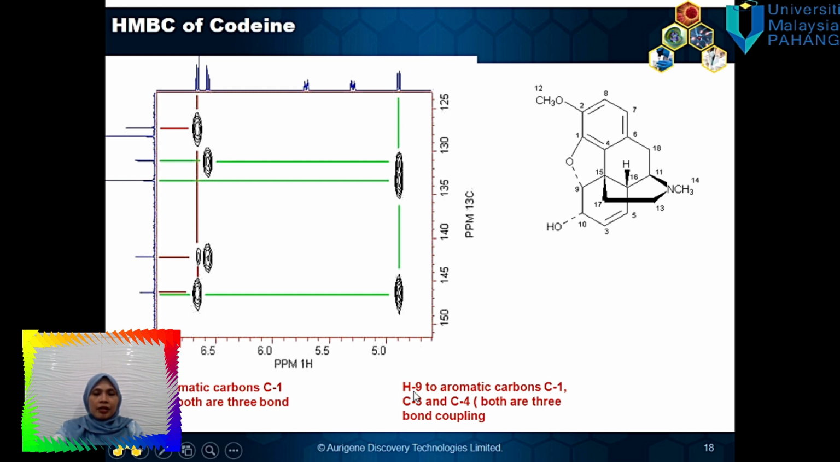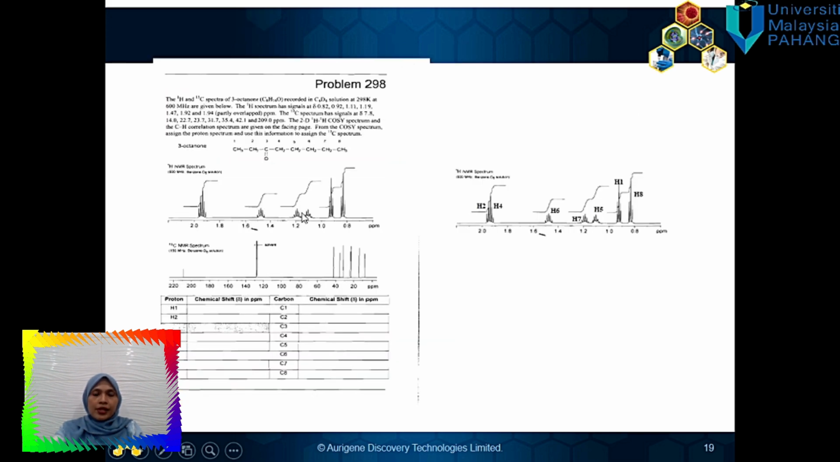Let's see the example of H9. H9 is not directly correlated, it is correlated with C1 and C3 and C4. Here this one is C1, C3, and then maybe this one is C4. They are not labeled. That shows there is more than one spot. That's the difference between HMBC and HSQC. Let's come to the example.